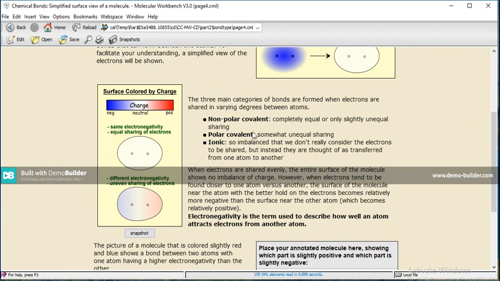When there is unequal sharing, we have a polar covalent bond, and when there is a higher difference in electronegativity, the electrons are transferred from one atom to another, and they form an ionic bond. How can those terms be understood and clarified for the learners?